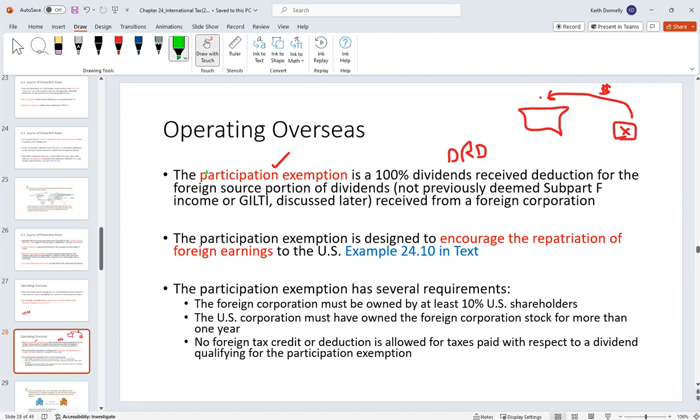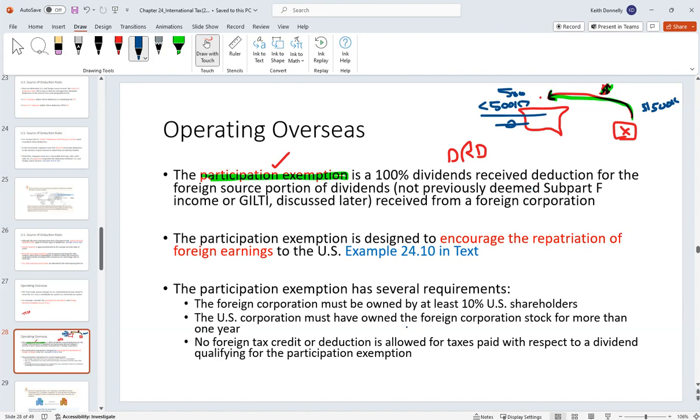They weren't bringing it back because they didn't want to pay the tax. So in comes this participation exemption, which basically says, look, if you do repatriate this money, say you bring back 500 grand of income, you repatriate it, we will give you a 500 grand deduction on your tax return, which essentially makes it tax free.